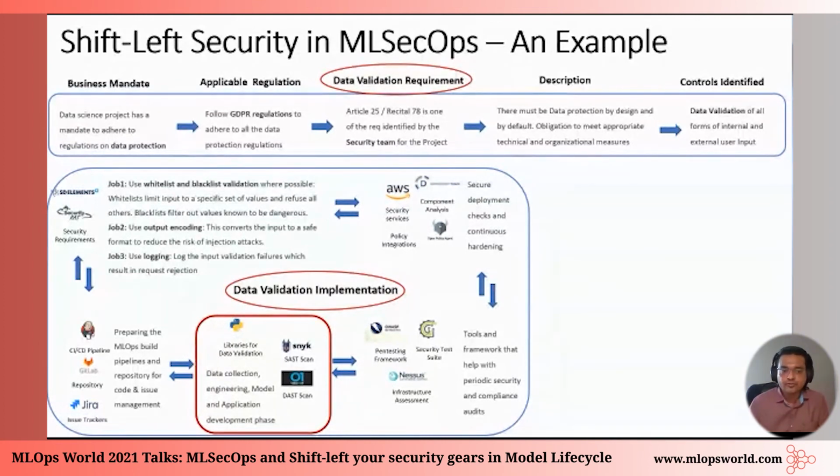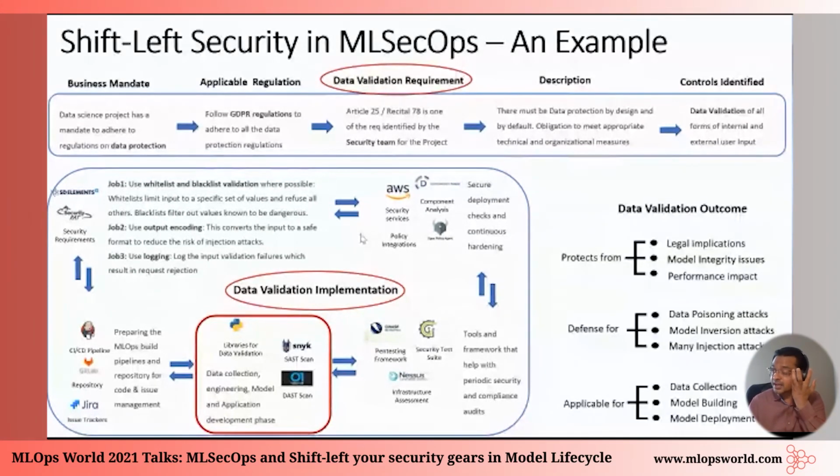Okay. So finally, with regards to the question on how it benefits me, here we go. Data validation protects you from the legal implications, helps ensure the model integrity is being taken care of, and that there is no performance impact from an availability perspective. It is also a defense against model poisoning, model inversion, and many injection attacks, and of course, it is going to be practiced continuously throughout the life cycle. So that is all about MLSecOps being practiced early on in the life cycle.